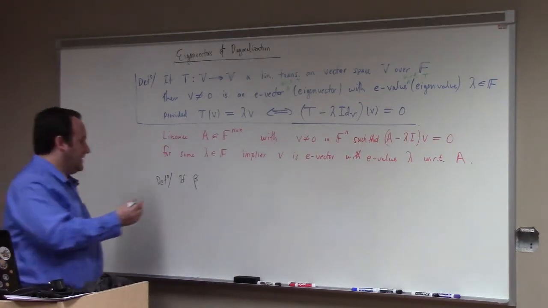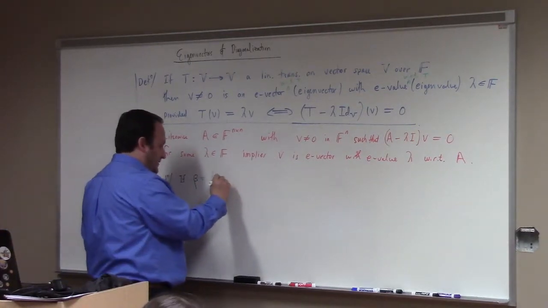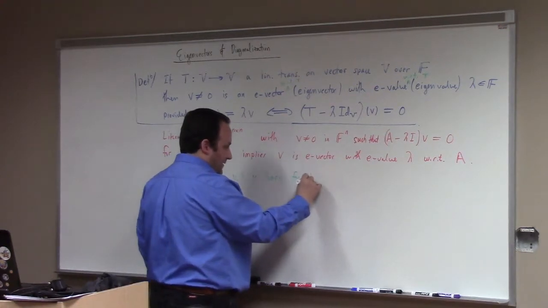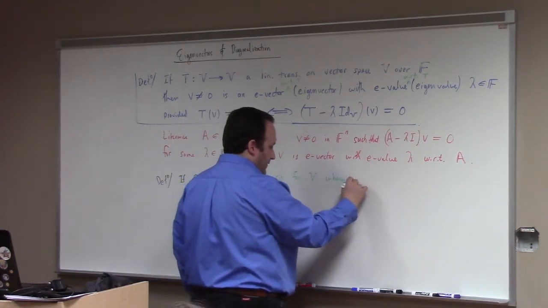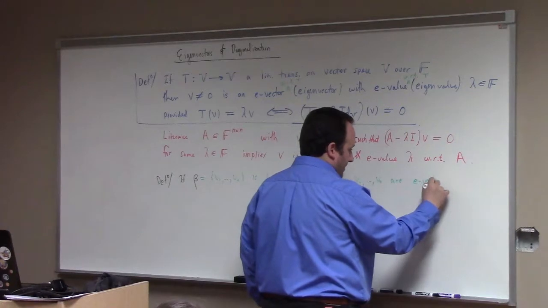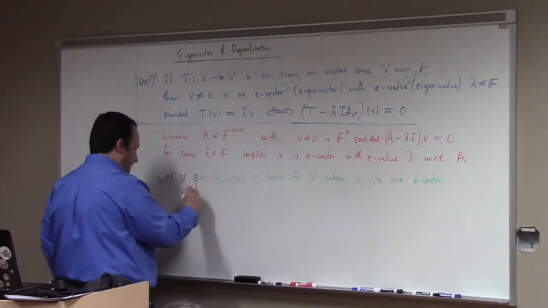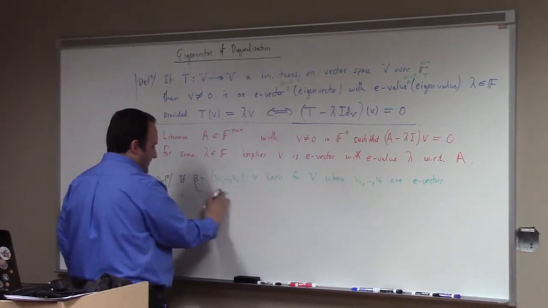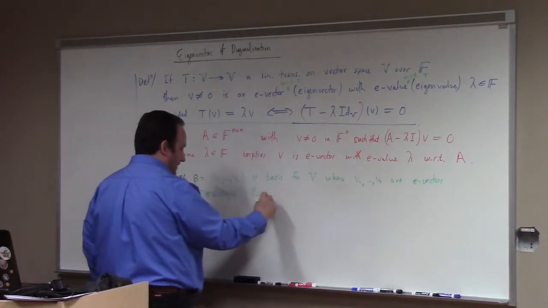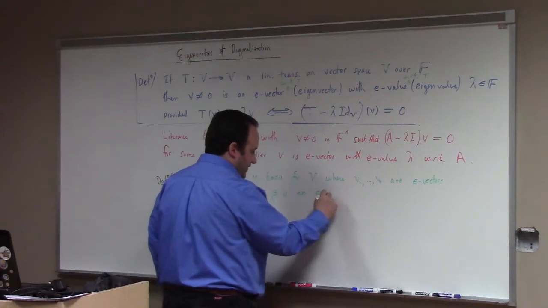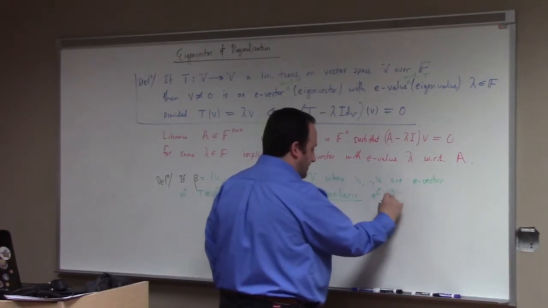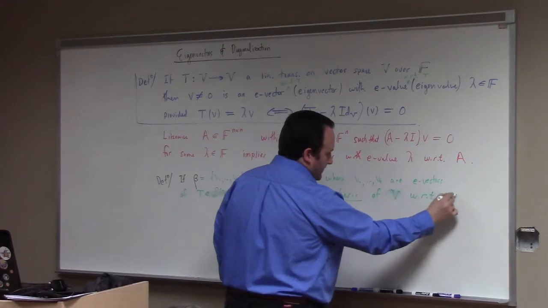Okay, that said, if beta equal to, say, v1 through vn is a basis for V, where v1 through vn are eigenvectors of T, which is an element of the linear transformations from V to V, then beta is an eigenbasis of V with respect to T.